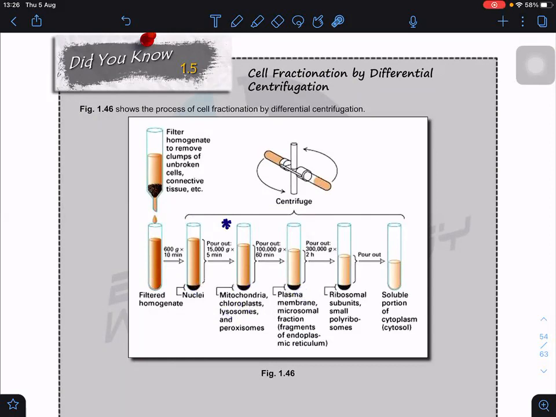Lysosome is not necessarily in the second. It can also be elsewhere, because it depends on the fraction. Are you clear? When you spin it, a bit larger lysosome will be here, but smaller one will be in this. So these two. But generally, we put it as fraction 2.